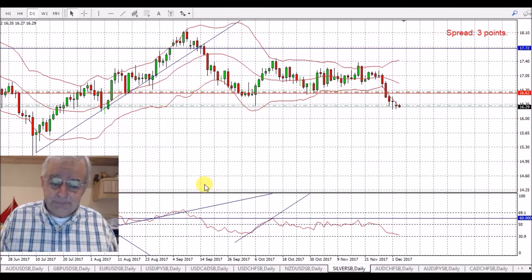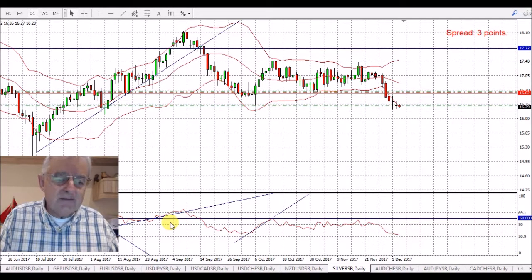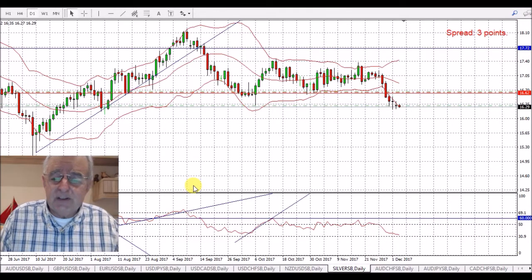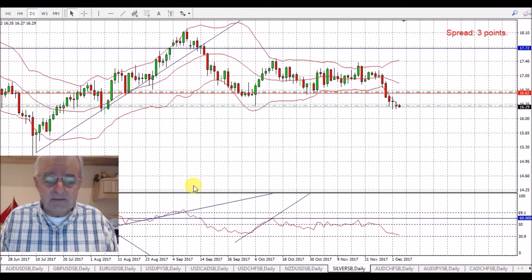That'll be nice. And we've also got a lot of weakness or considerable downside on the oil, which should over the next week or so give us weakness on the Canadian dollar, which of course will help with our other trades.